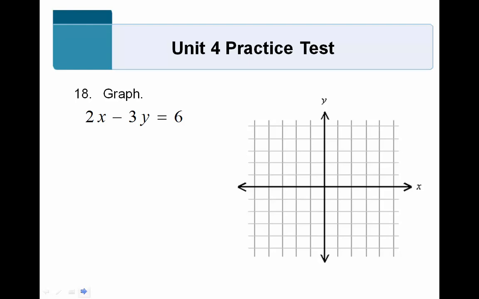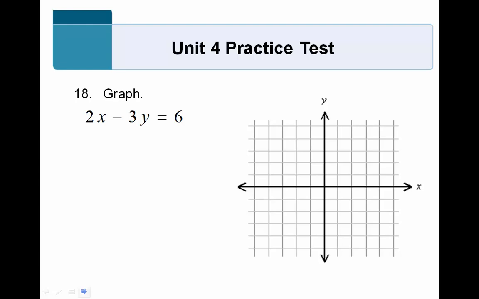All right, graph 2x minus 3y equals 6. Now, notice that this is in standard form, ax plus by equals c. And also notice that 2 and negative 3 will go into that 6 evenly. So this is a clue that the best way to graph this is by finding the x and y intercept.